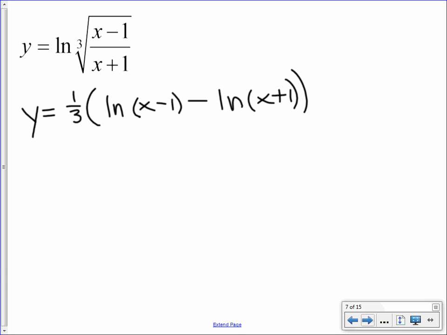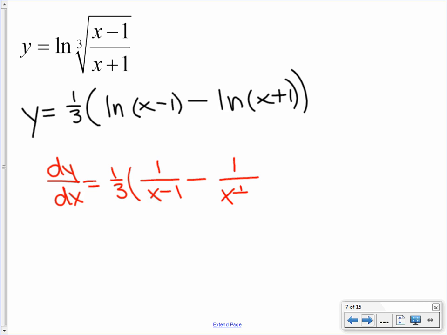Do you agree with that? Okay, so now when we take the derivative, the constant is going to still be multiplied to the derivative. What's the derivative of natural log of x minus 1? 1 over x minus 1. Minus, what is the derivative of the natural log of x plus 1? 1 over x plus 1.